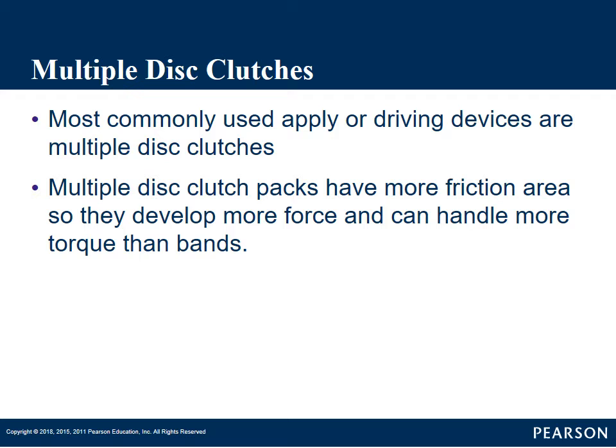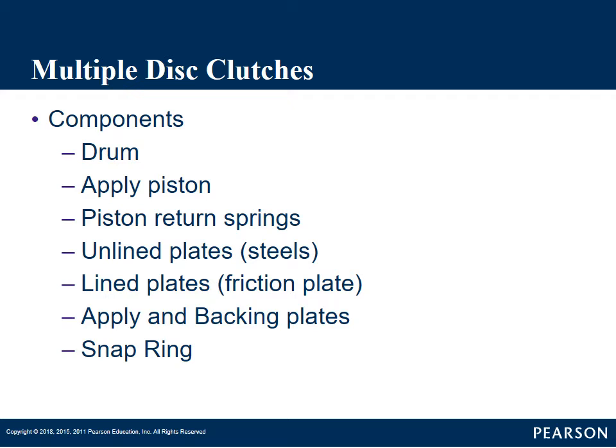So as that force we're putting on the piston, which we'll talk about how this works in a minute, that force is transferred to the disc. And so the discs in a clutch pack have more friction area, so that area can develop more force and can handle more torque than a band. All right, now we're going to talk about the different components of our clutch packs.